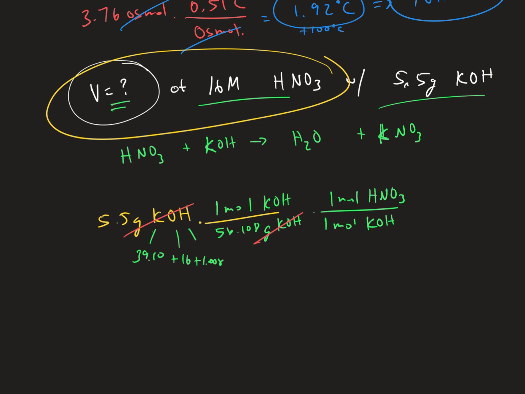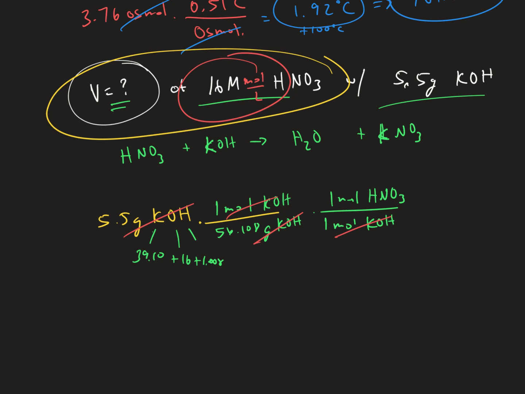Now what can we do? Molar mass of HNO3. We could, if we wanted to know grams of HNO3. Do we? What are we looking for? Volume in liters. Do we have something in liters? Kind of. This is moles over liters. Yeah, so we could do 16 moles. So let's use that. Does that make sense?